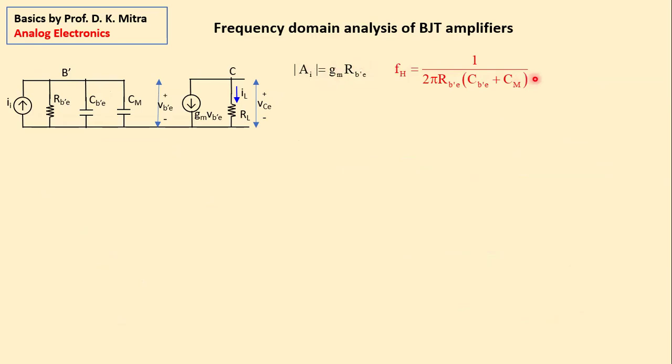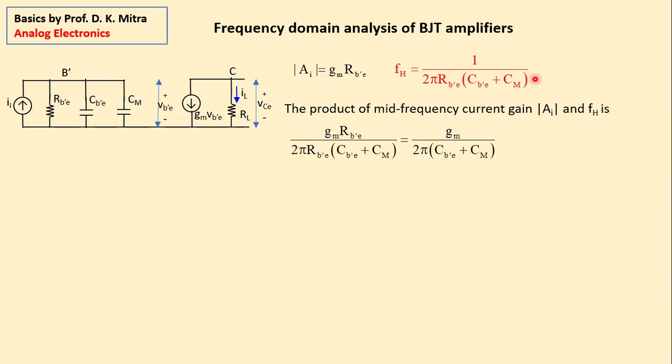Then we come to the conclusion. As I told you in the beginning of today's lesson, you may not be able to remember all these deductions, but please do remember the conclusions that we are going to discuss now. Multiply these two, then RB' gets cancelled. So the product of the gain and the upper cutoff frequency is GM upon 2 pi into this. Mind it, all these three factors are completely dependent upon the transistor's manufacturing.